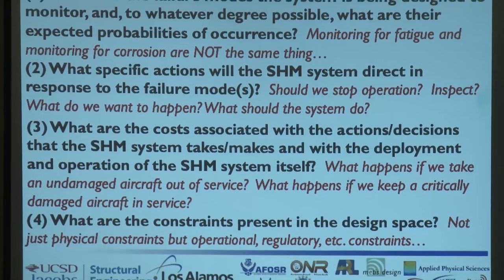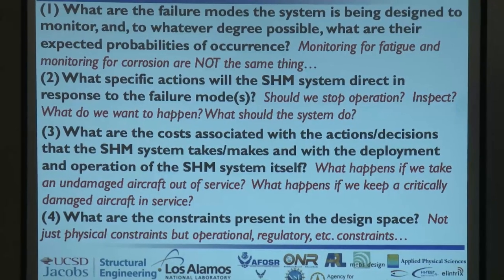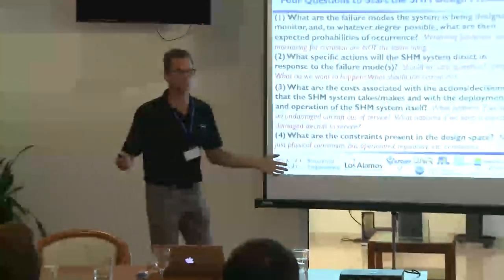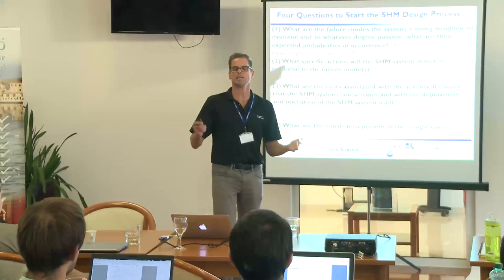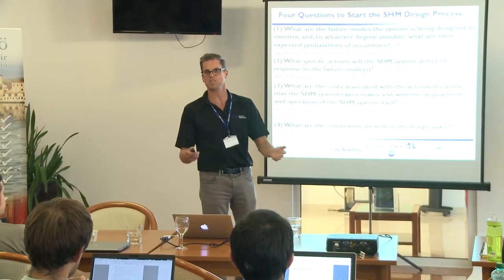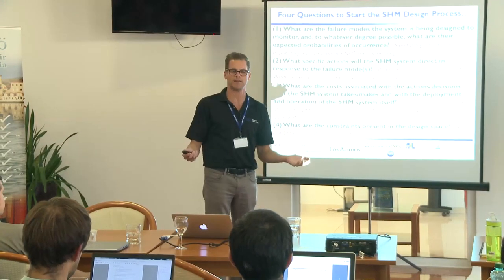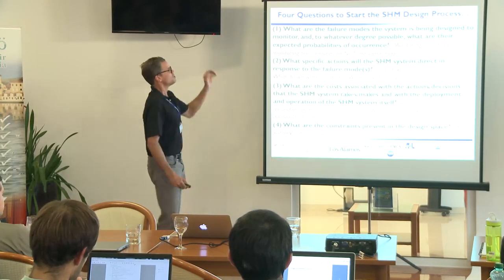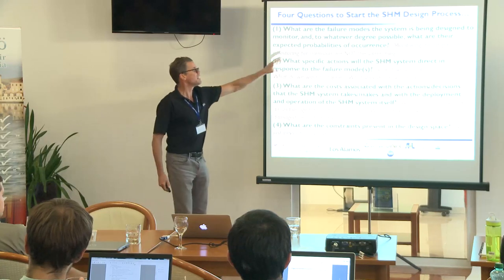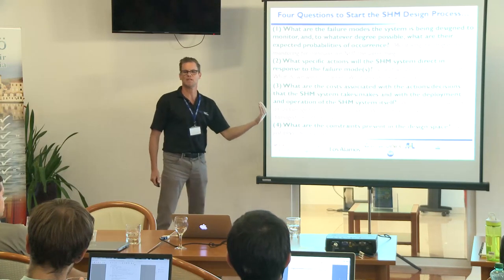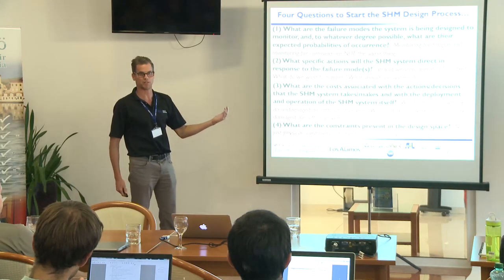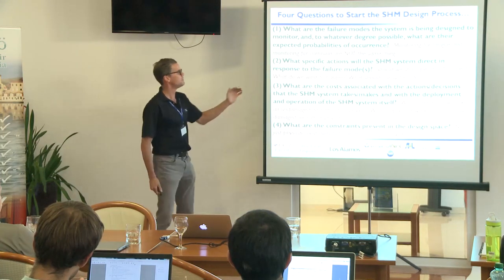What are the things we're actually being designed to monitor? I guarantee you, monitoring for corrosion is not going to get you the same results with the same system as if you had to monitor for a fatigue crack. They're not the same thing, okay? So you have to define what that is, and you have to have some definition, even if it's somewhat stochastic, of the limit states of those critical failure modes.